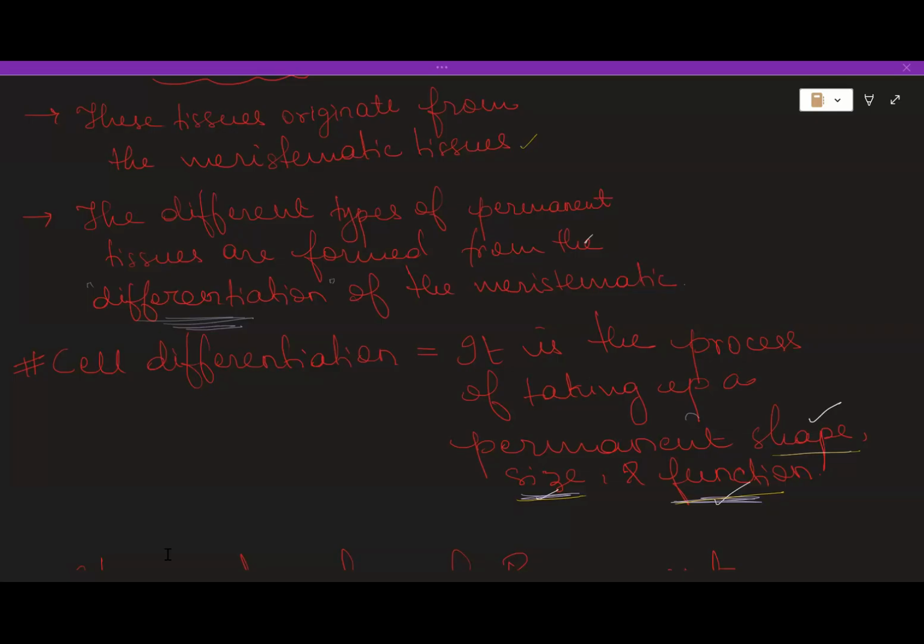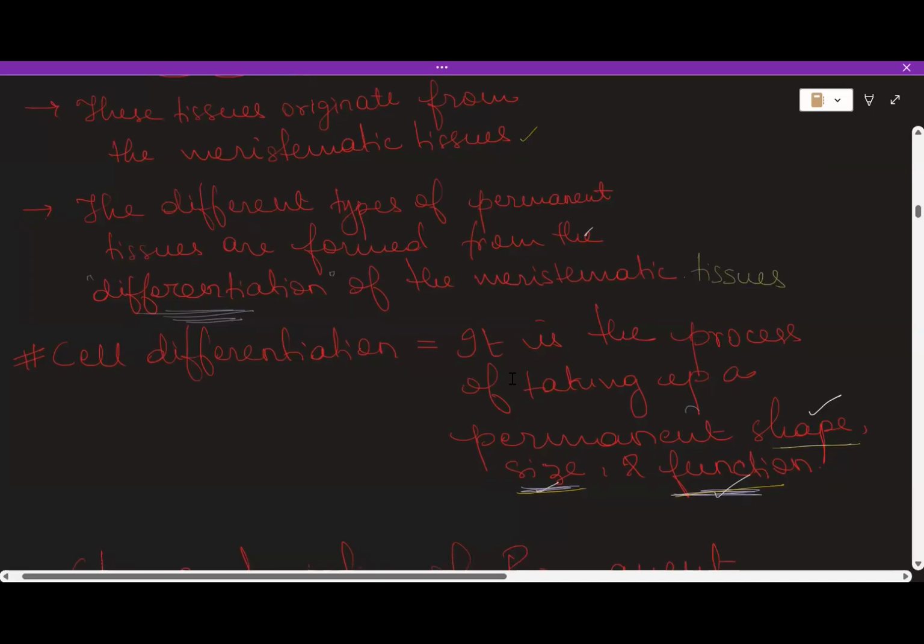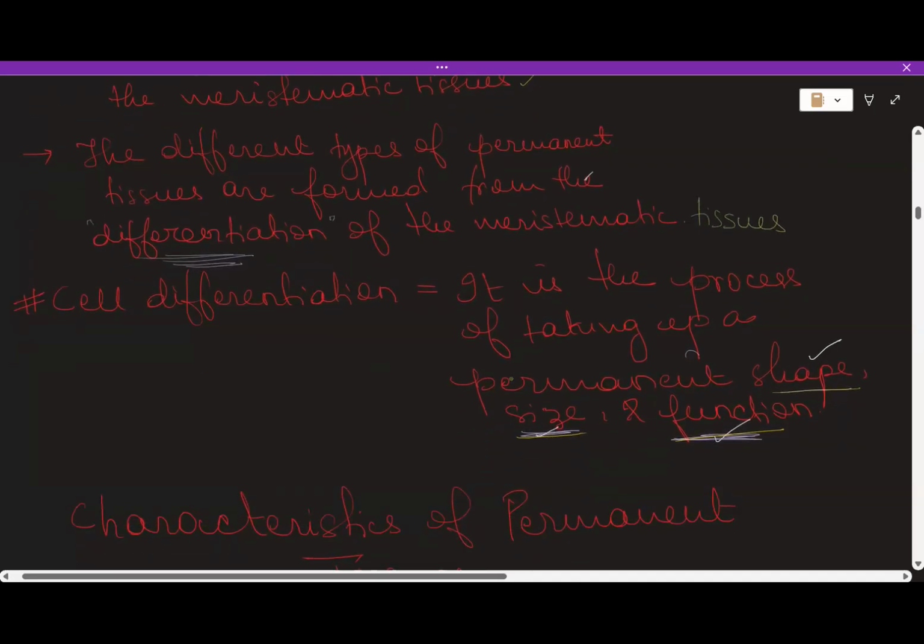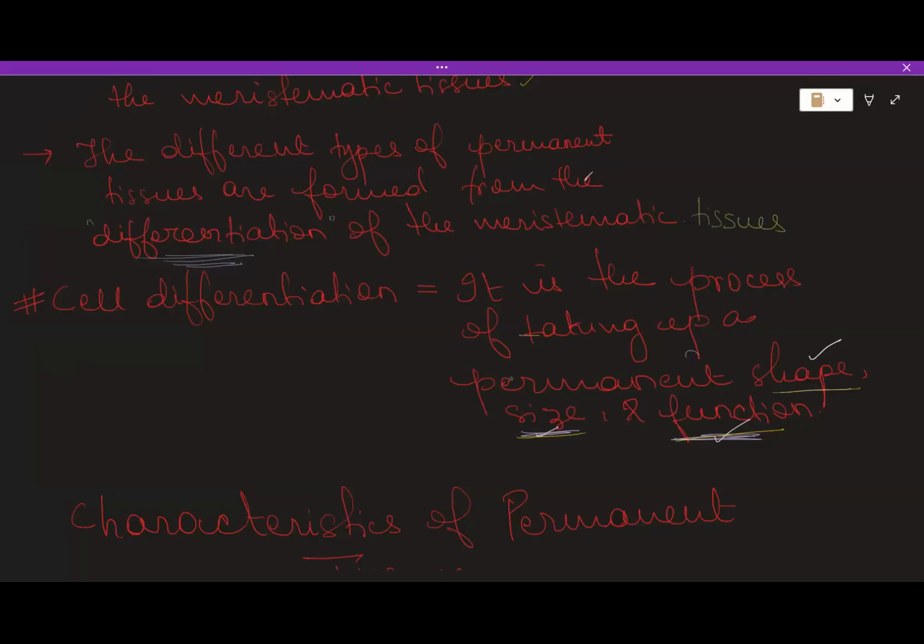Ma'am, what is written after of? Where, dear? The different types of permanent tissues are formed from the differentiation of the meristematic tissue. No, from this part only. Not this line. It is the process of taking up a permanent shape, size, and function. Thank you, ma'am.